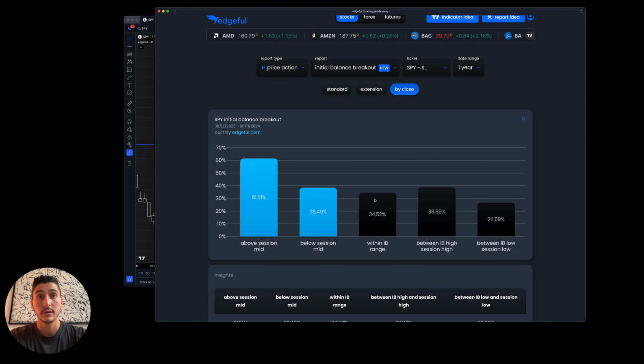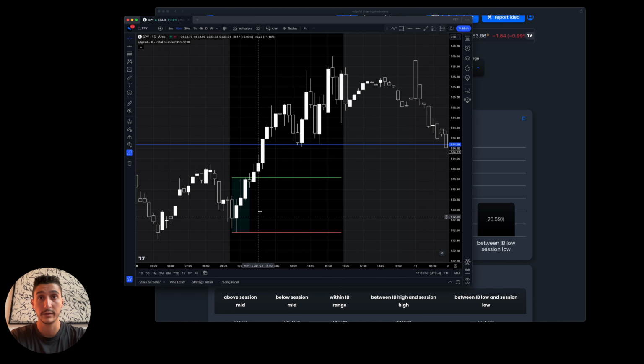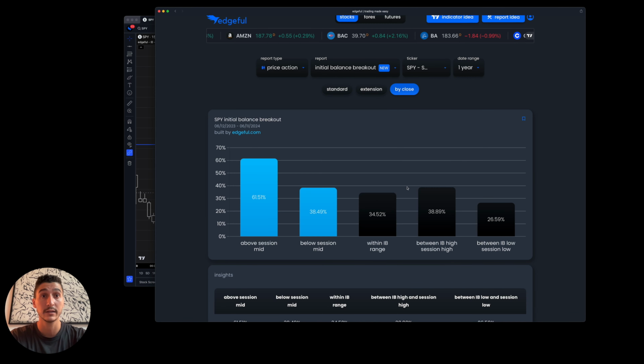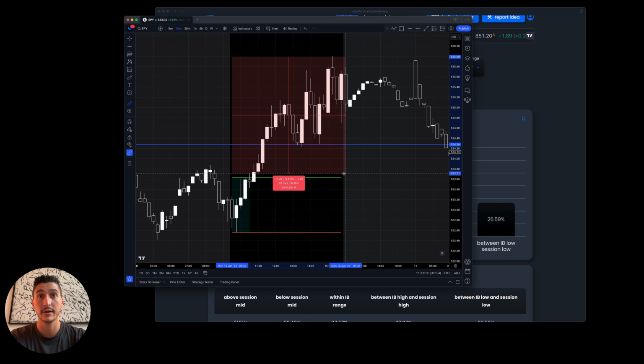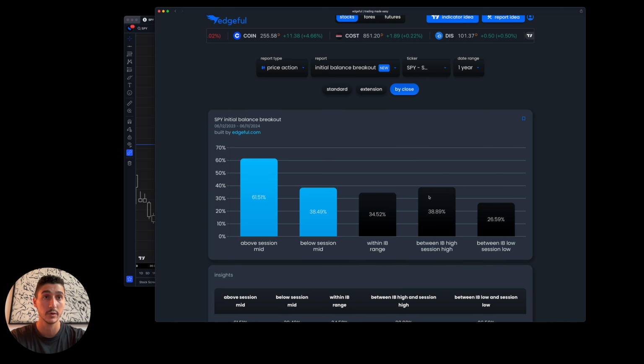Then this black section over here is within the IB range, which would be within this range. That is very unlikely, only 34% of the time. Then between the initial balance high and the session high would be this area over here. So let me just actually do that. That would be this area over here. This area is between the session high and the initial balance high. So price did close here on this day. This is the most frequent area for it to close.